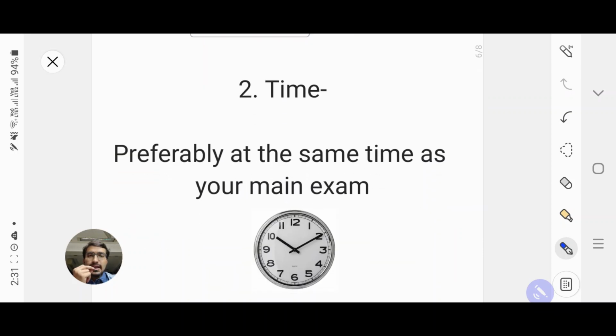Point number 2, at what time of the day should we be giving a GT? Preferably at that time of the day when your main exam is going to be. For us, we had our exam in the morning, so as soon as we got to know that, I made sure that all the GTs I give are always in the morning itself. And the most important thing to remember is that even if you are not comfortable giving it in the morning or the afternoon, make sure you don't give a GT after your whole day gets over.